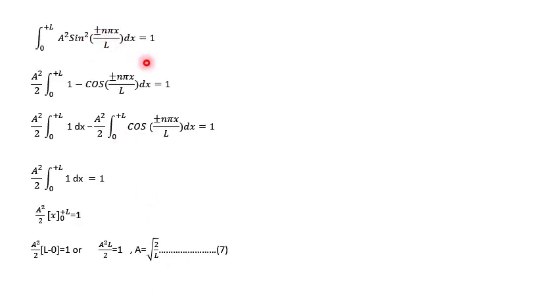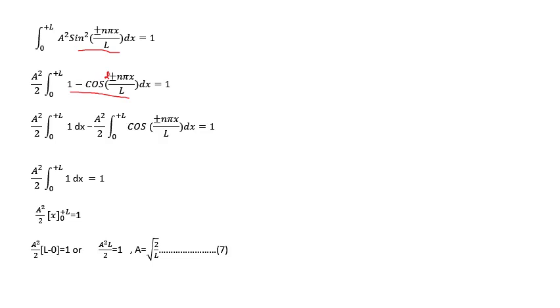So this is our equation, and you can see that in place of sine square I have substituted its trigonometrical relation in the form of cos. The relation is 1 minus cos of 2 n pi x by L, upon 2, which appears under this equation.